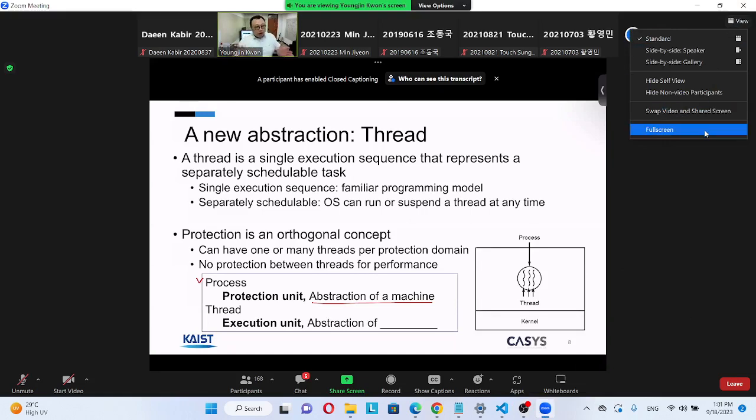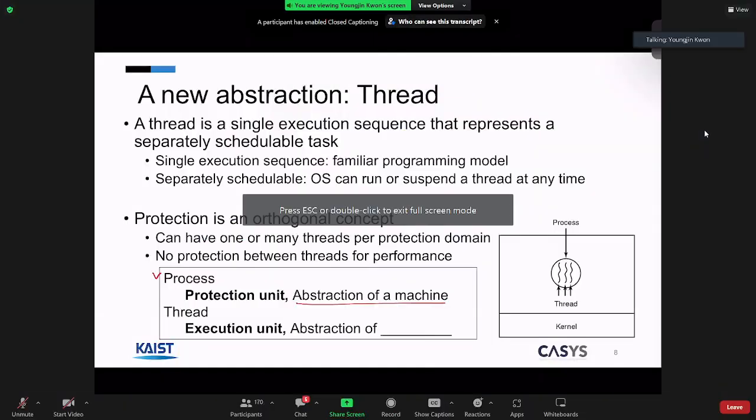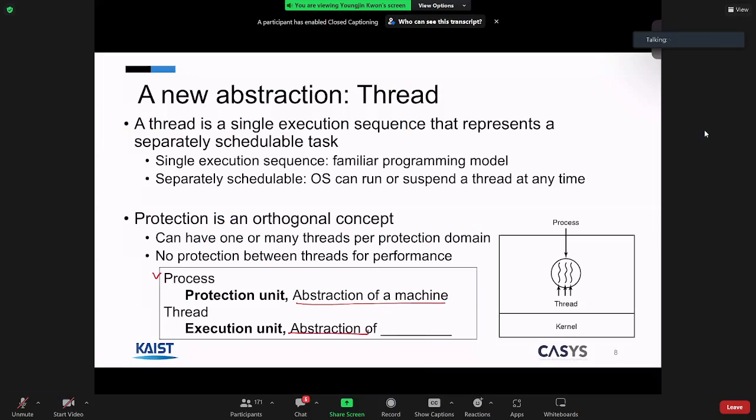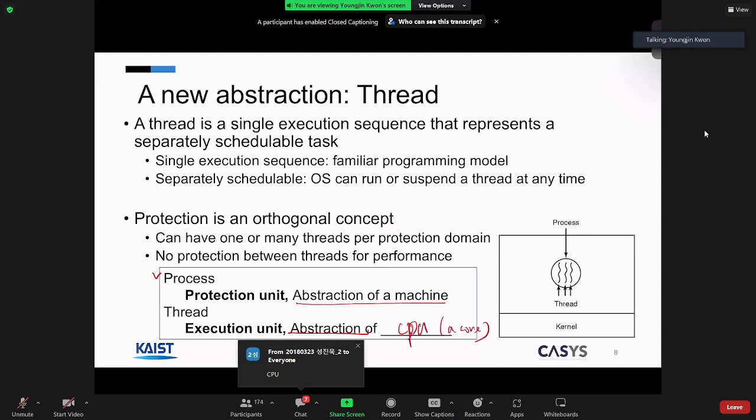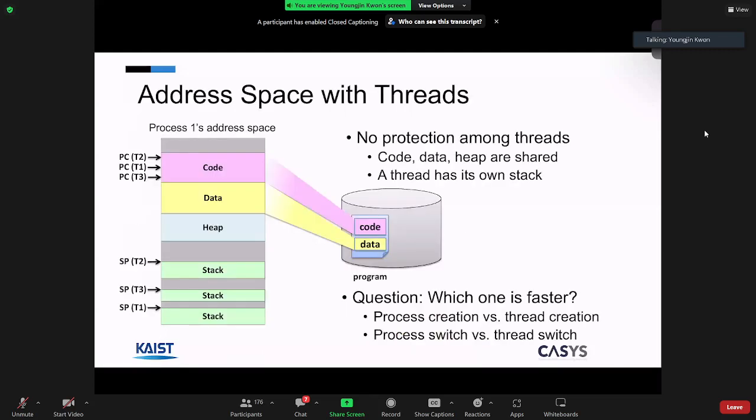The thread by definition is an execution unit, and which is an abstraction of what? Of a core. Basically a single core. Okay? So that's the definition of thread abstraction. So we're going through that.